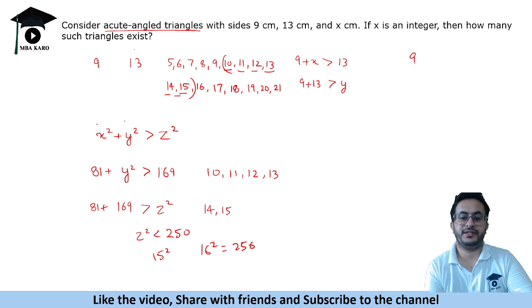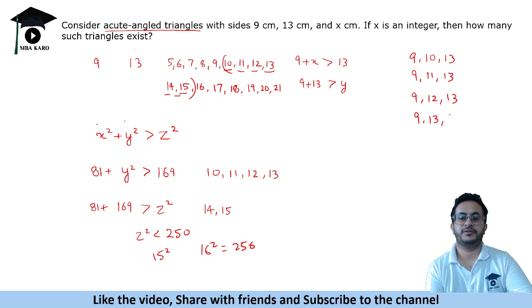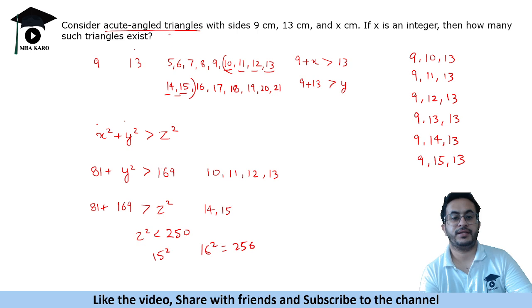So basically we will get the sides like this: 9, 10, 13; 9, 11, 13; 9, 12, 13; 9, 13, 13; 9, 14, 13; and 9, 15, 13. So we get a total of 6 triangles that exhibit this property.